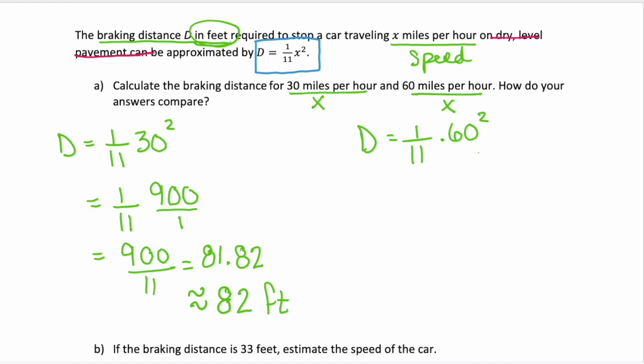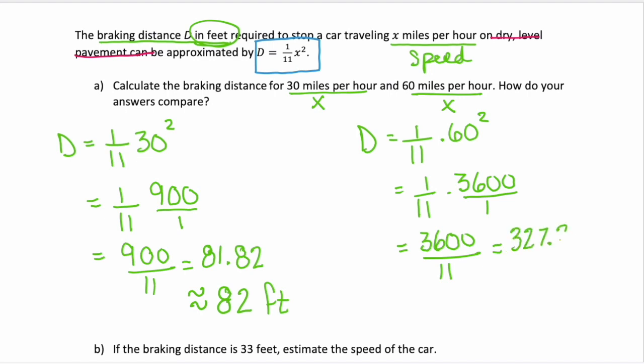Now let's look at 60 miles per hour. Well, 60 squared is the same as 3,600. And again, 3,600 is 3,600 over 1. We multiply straight across to give us 3,600 divided by 11. Plug that into your calculator and you see that this is 327.27, or it's approximately 327. Again, the unit of measurement is feet because we solve for D. So the braking distance when you're going 60 miles per hour is approximately 327 feet.